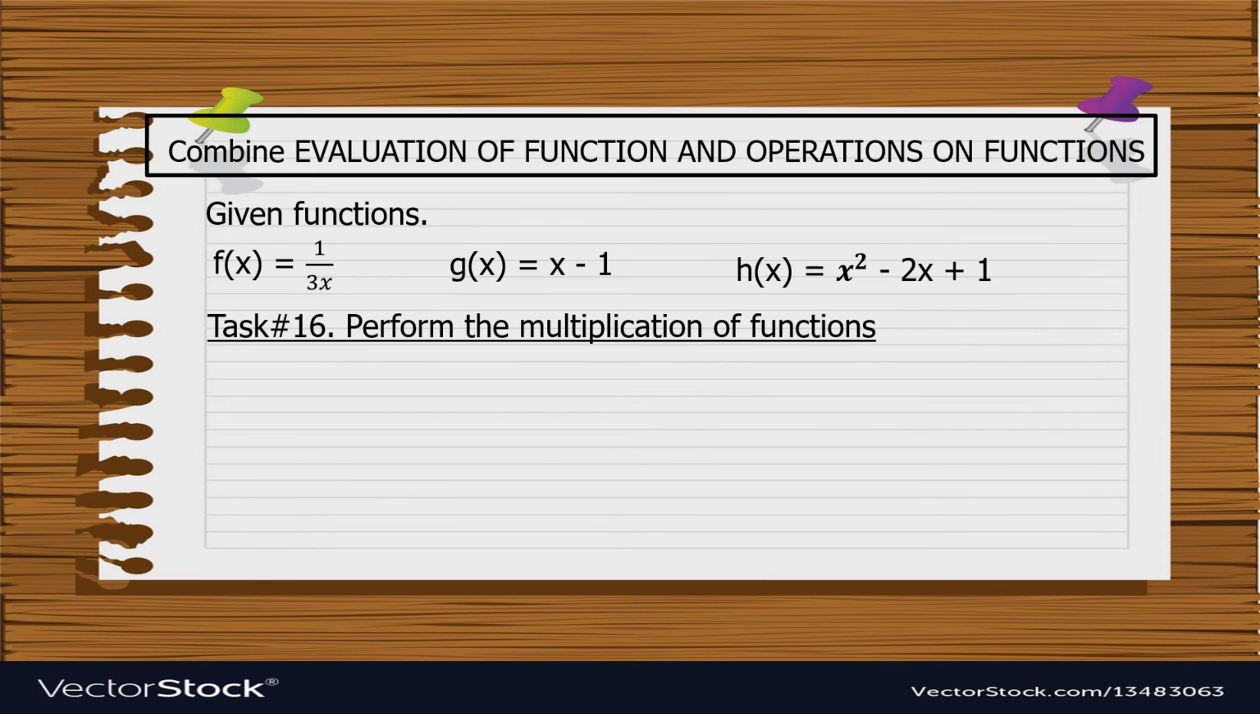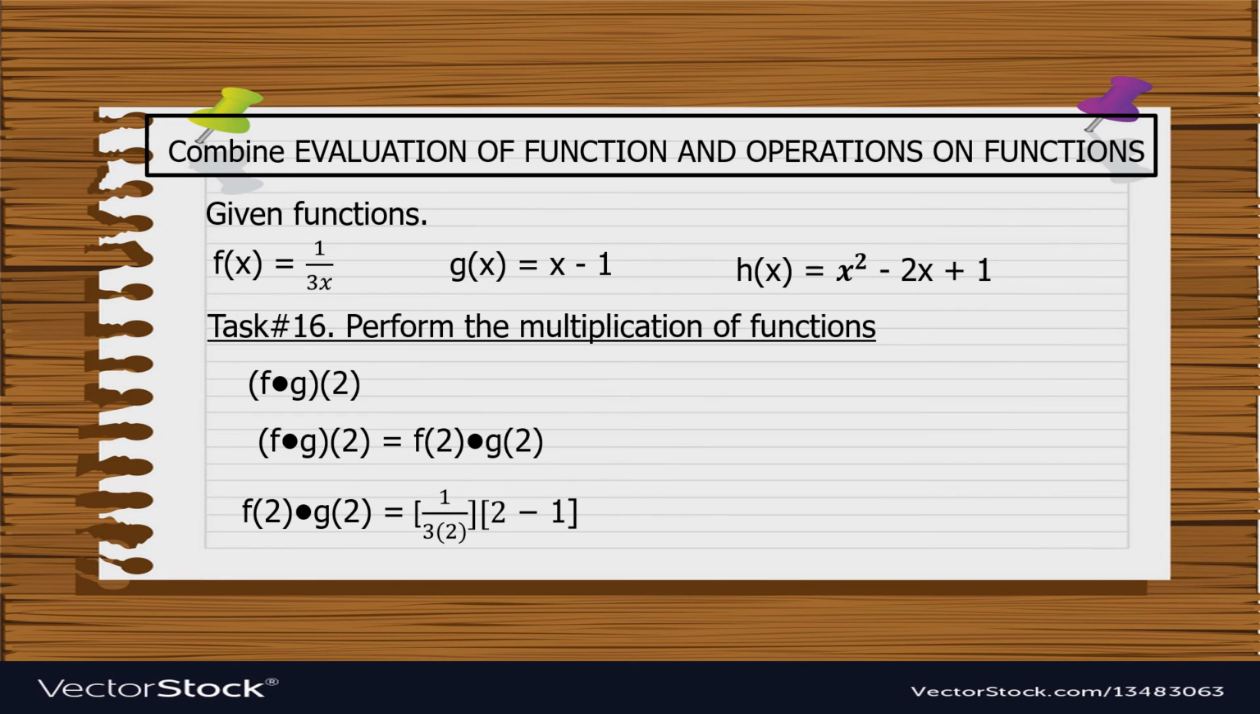Let us now take this example, task number 16. We need to find the product of f and g of 2. So it is equivalent to f of 2 times g of 2. And f of 2 times g of 2 is equal to, using the functions f of x and g of x, we need to evaluate both functions at x equals 2.